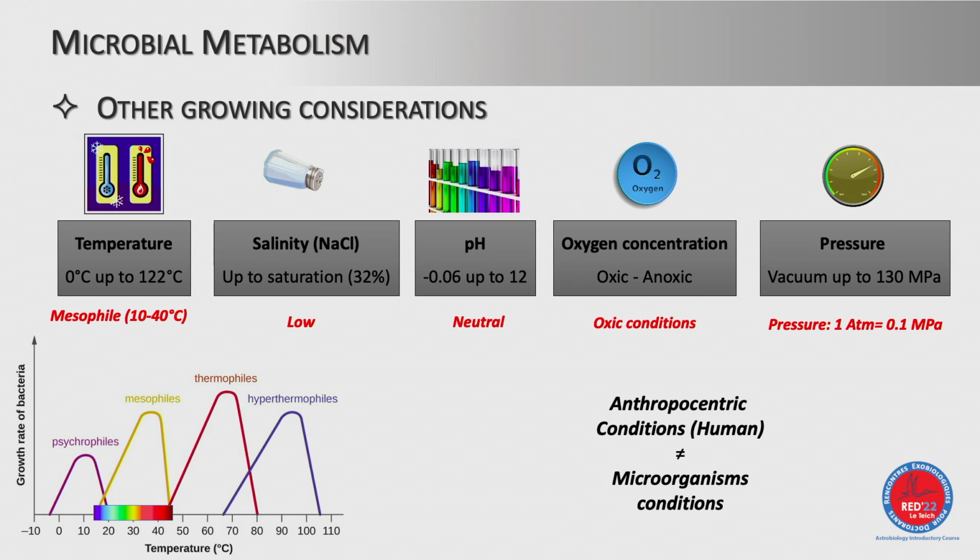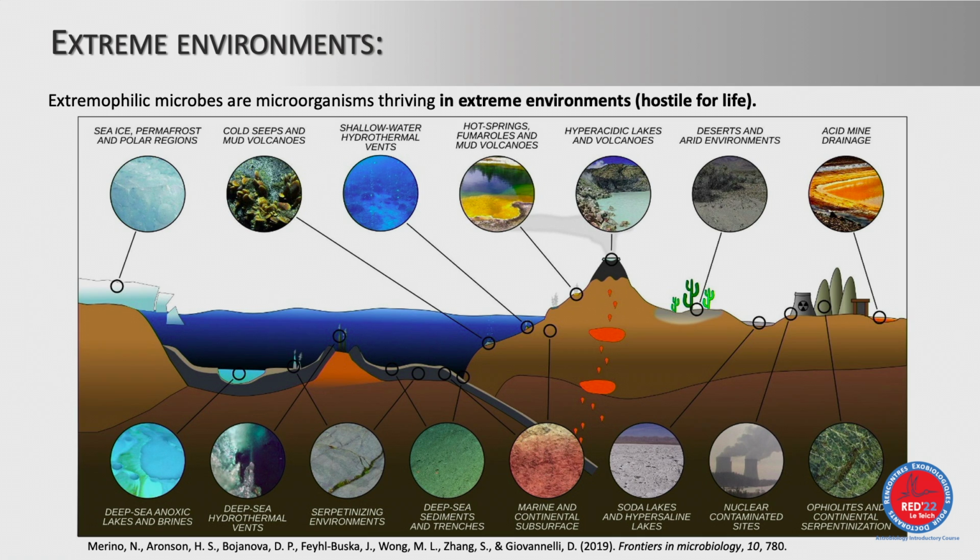So we call those conditions anthropocentric because they're a human point of view, but it's really different from what microorganisms can really love. So we know that microbes can colonize different environments, even if you think that it's unable to find any life there. But if you look closely, you can find tiny, tiny cells, and they can live and thrive in really extreme environments. So here is a picture of different extreme environments on Earth.